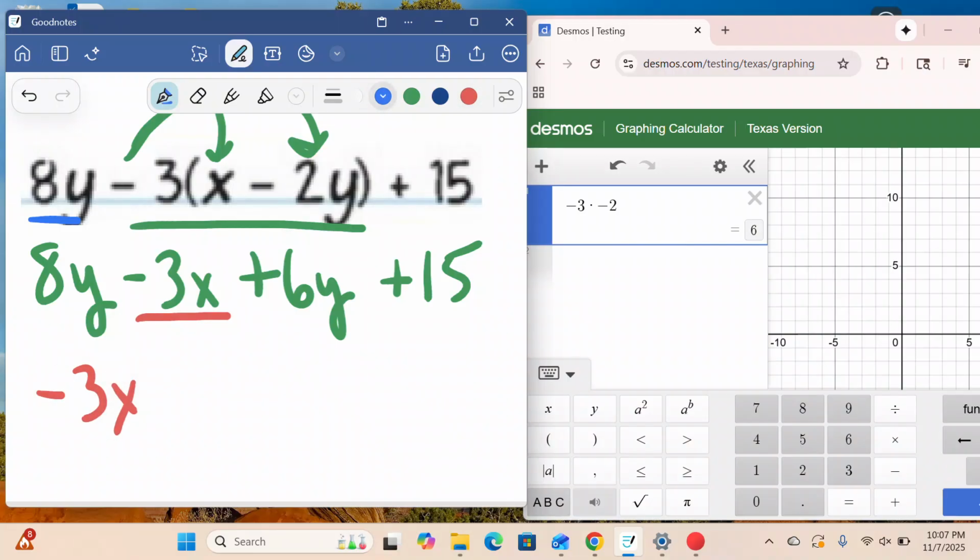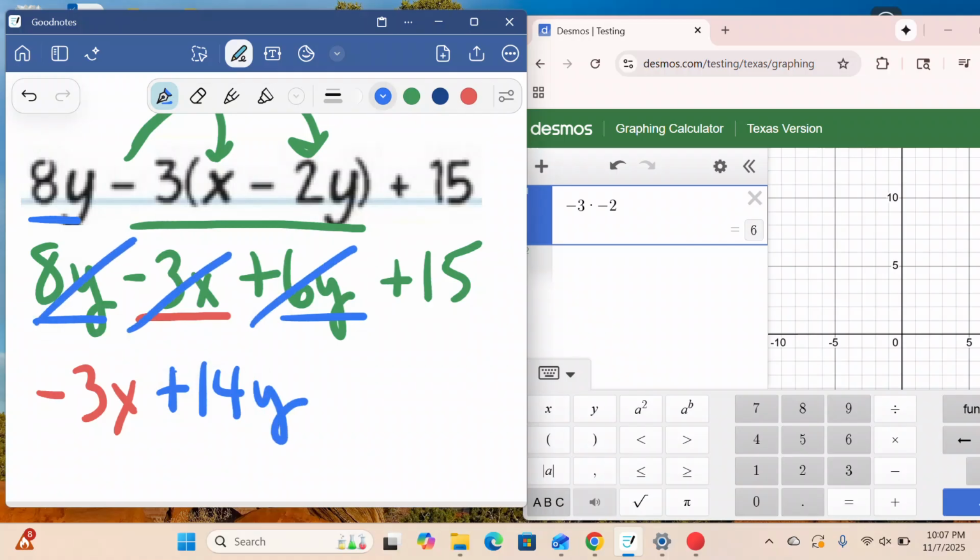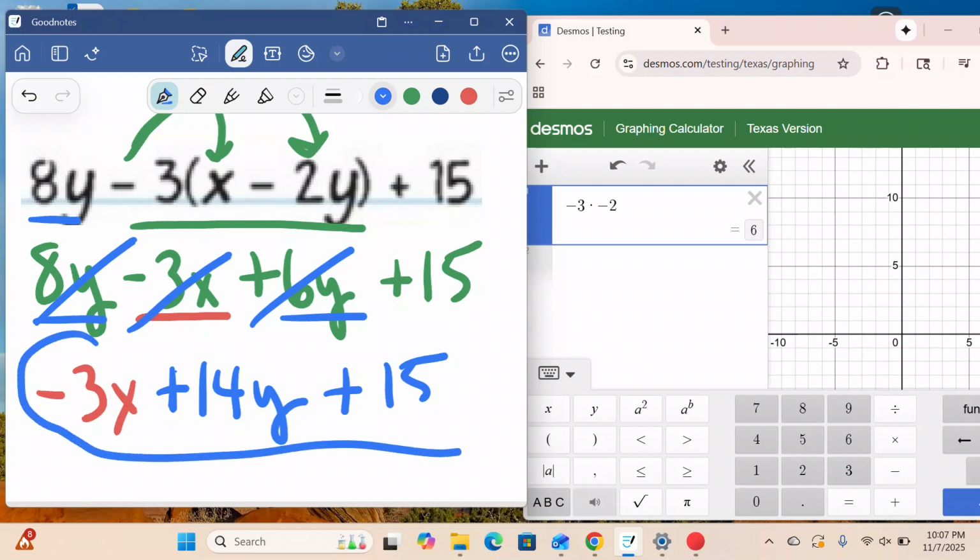Now, under the blue, I'm going to underline the y's because those are the same terms. So I have a positive 8y plus a positive 6y. That gives me a positive 14y. So what I like to do is get rid of those, and I like to draw them out. Then positive 15 by itself. Now I have 3 different terms. I have a negative 3x and a 14y and a positive 15, so I cannot combine like terms. So then that is my answer.